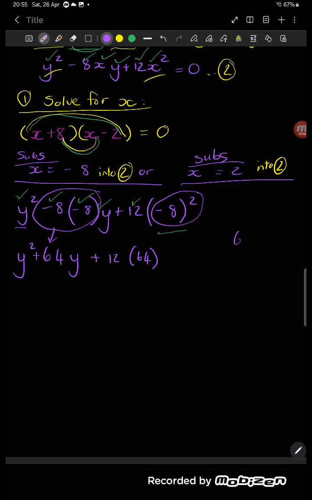Let's just work this out. 10 times 64 is 640. 2 times 64 is 128. I split the 12 into 10 plus 2, and I said 10 times 64 and 2 times 64 and add them. Okay, cool. So 128 and 640 gives me 768. You can check me if I'm wrong there.